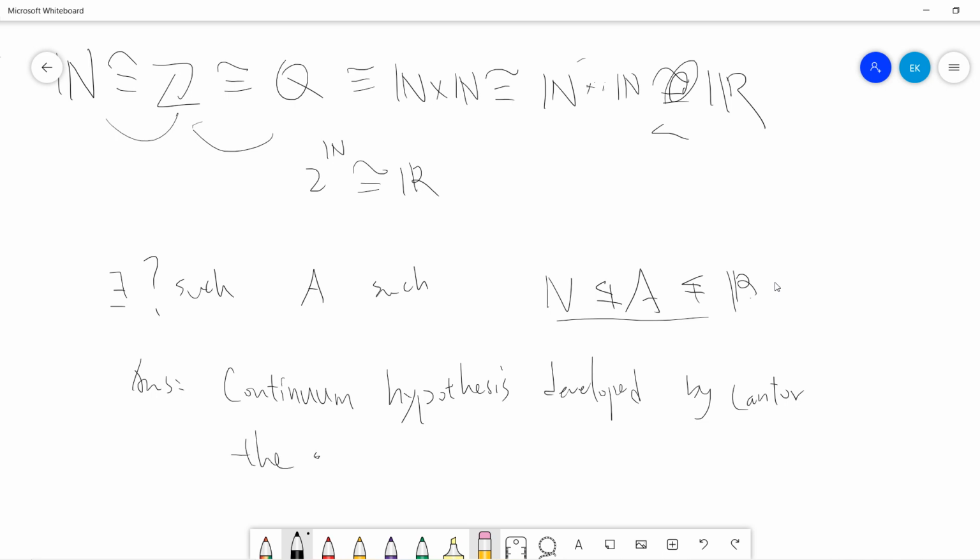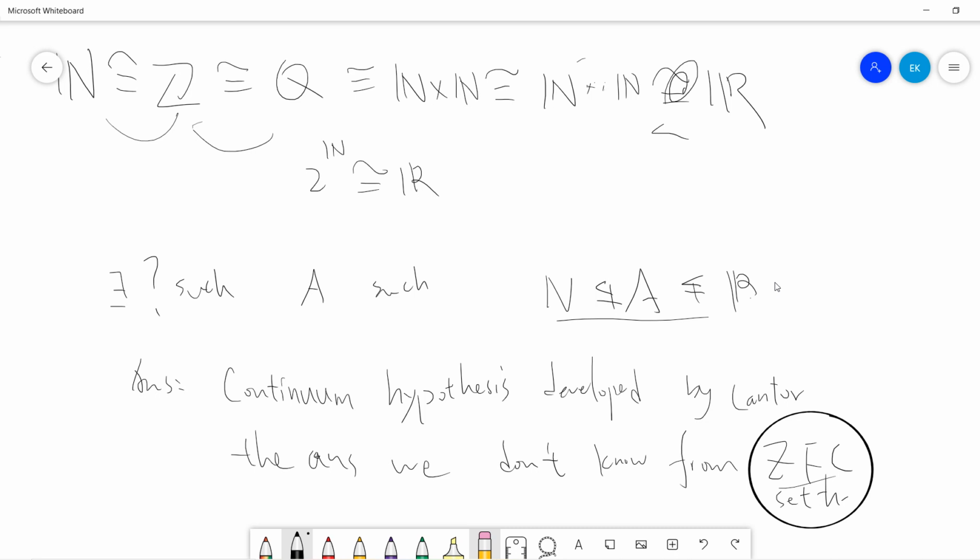The answer is we don't know. We don't know from the axiom of choice, from ZFC set theory. So basically, if you assume ZFC set theory and the axiom of choice, you still cannot say whether such an A exists or not. This leads to the famous Gödel results, of why the continuum hypothesis is an undecidable problem in ZFC set theory.